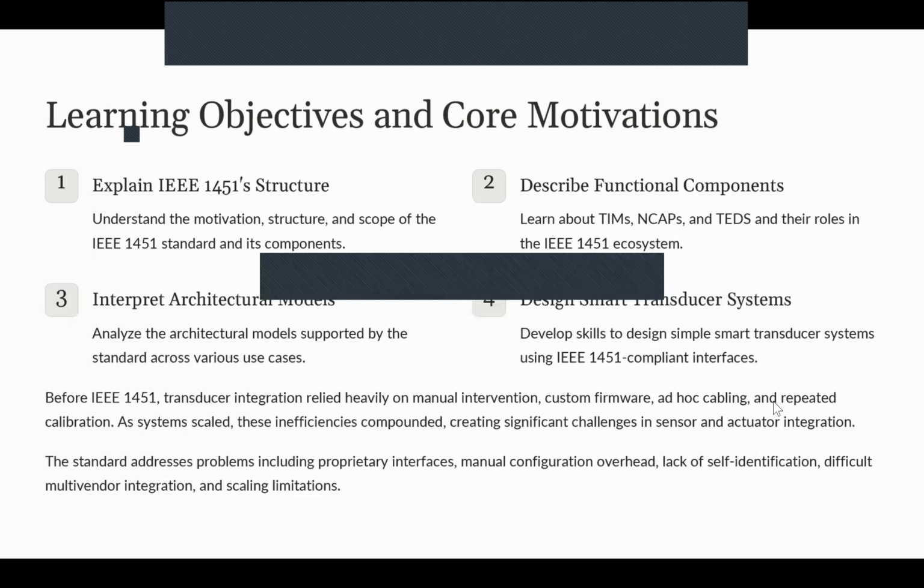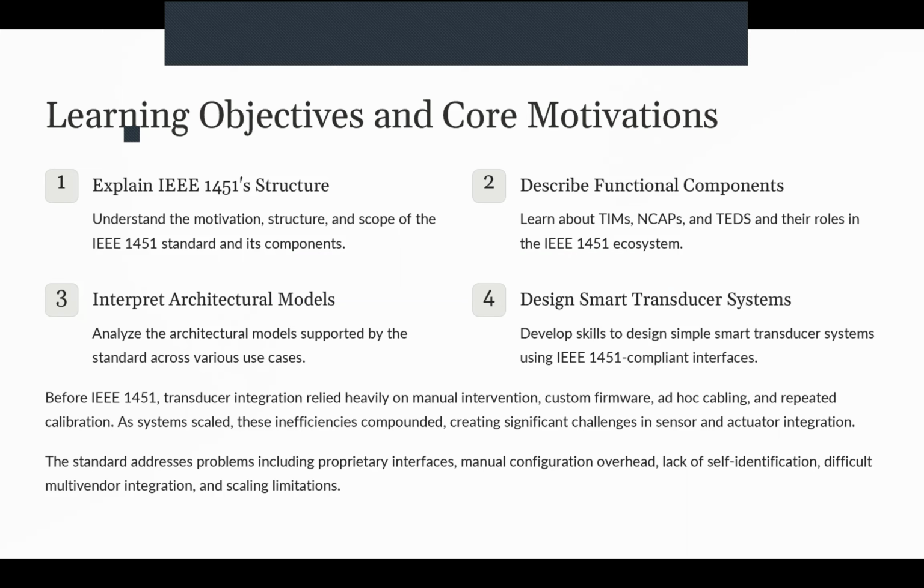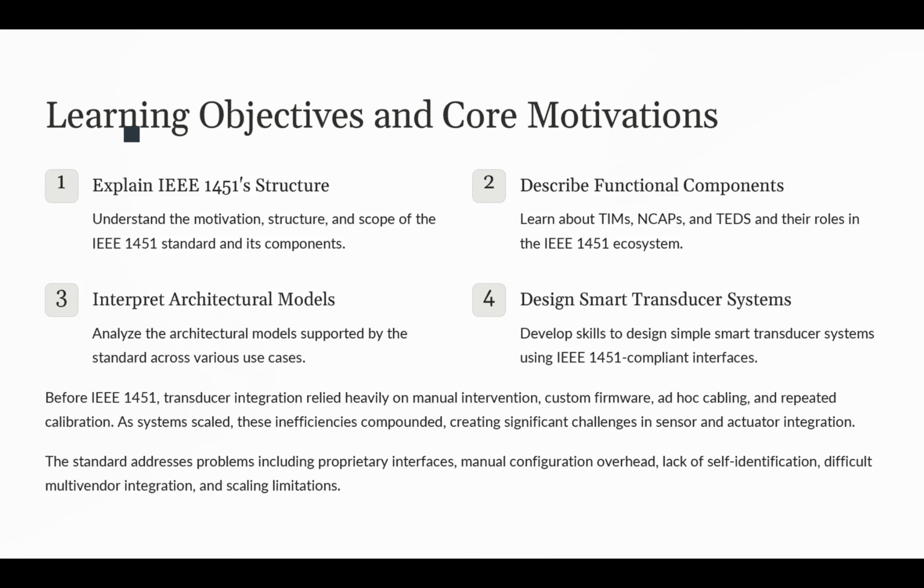Now, today we are going to explain the purpose and structure of IEEE 1451. We are going to identify and describe the main components. We are going to introduce them: TIMs, NCAPs, and TEDs. And we are going to talk about the system level models and data flow that are defined in IEEE 1451, and the design basics of a smart transducer network using these principles.